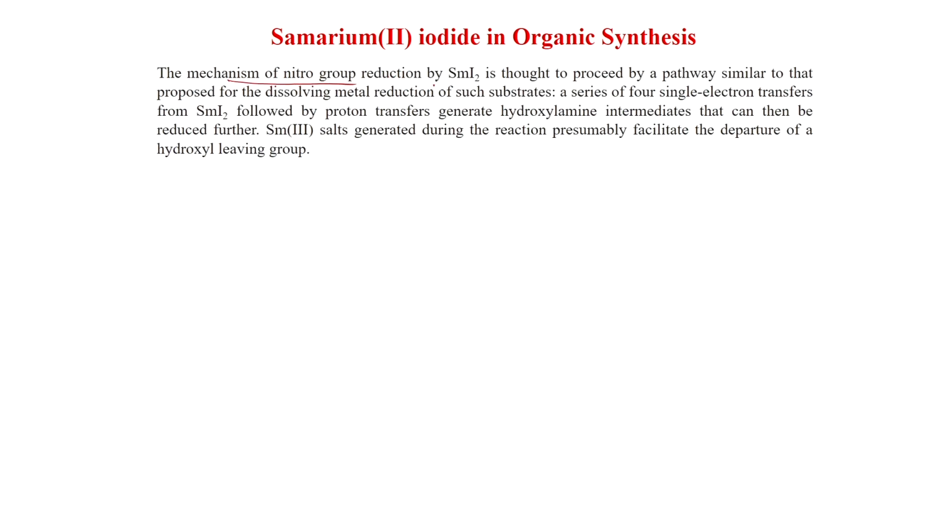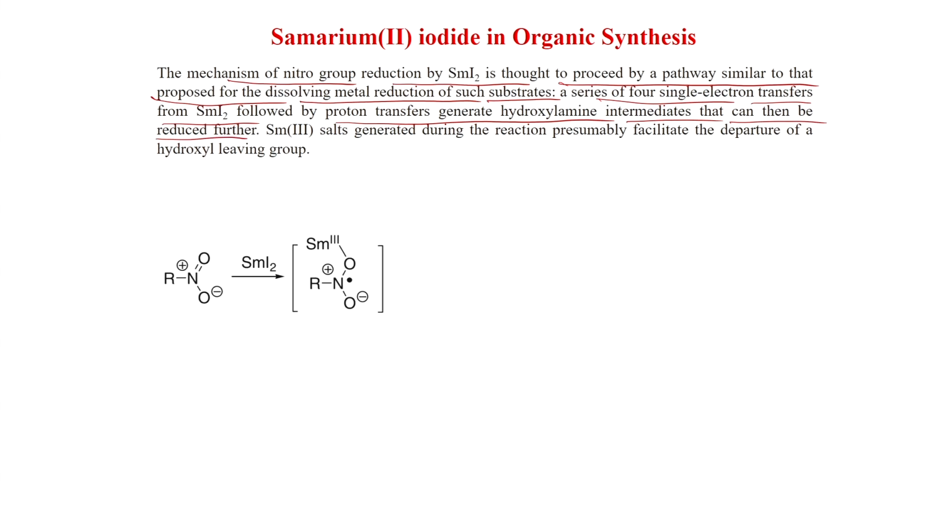The mechanism of nitro group reduction by samarium iodide is thought to proceed by a pathway similar to that proposed for the dissolving metal reduction of such substrates. A series of 4 single electron transfers from samarium iodide followed by proton transfer generate a hydroxylamine intermediate that can then be reduced further. So, this is the mechanism.